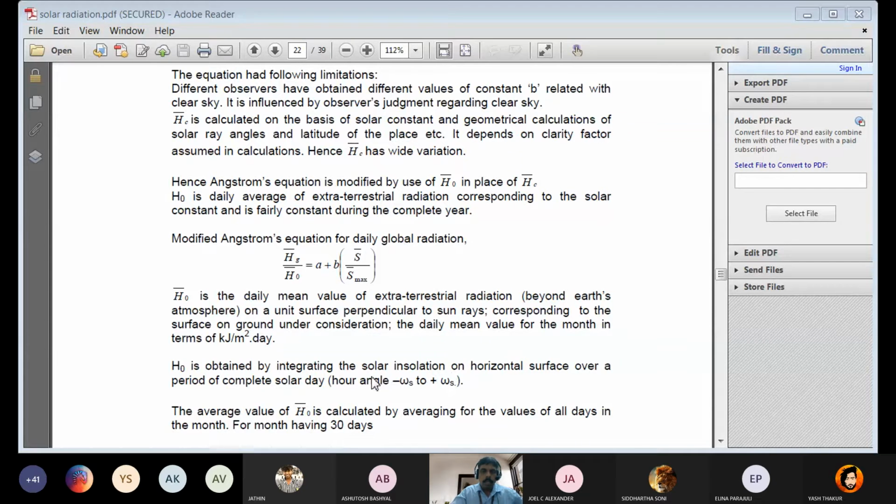So that relation you can take into your notebook. It is called the Page-Angstrom relation. Hg dash by H0 is equal to A plus B into S dash by S max. In that, A and B are constants. People have already determined these constants for different locations. In your data book, you will get those values for a given location in India as well as many parts of the world.